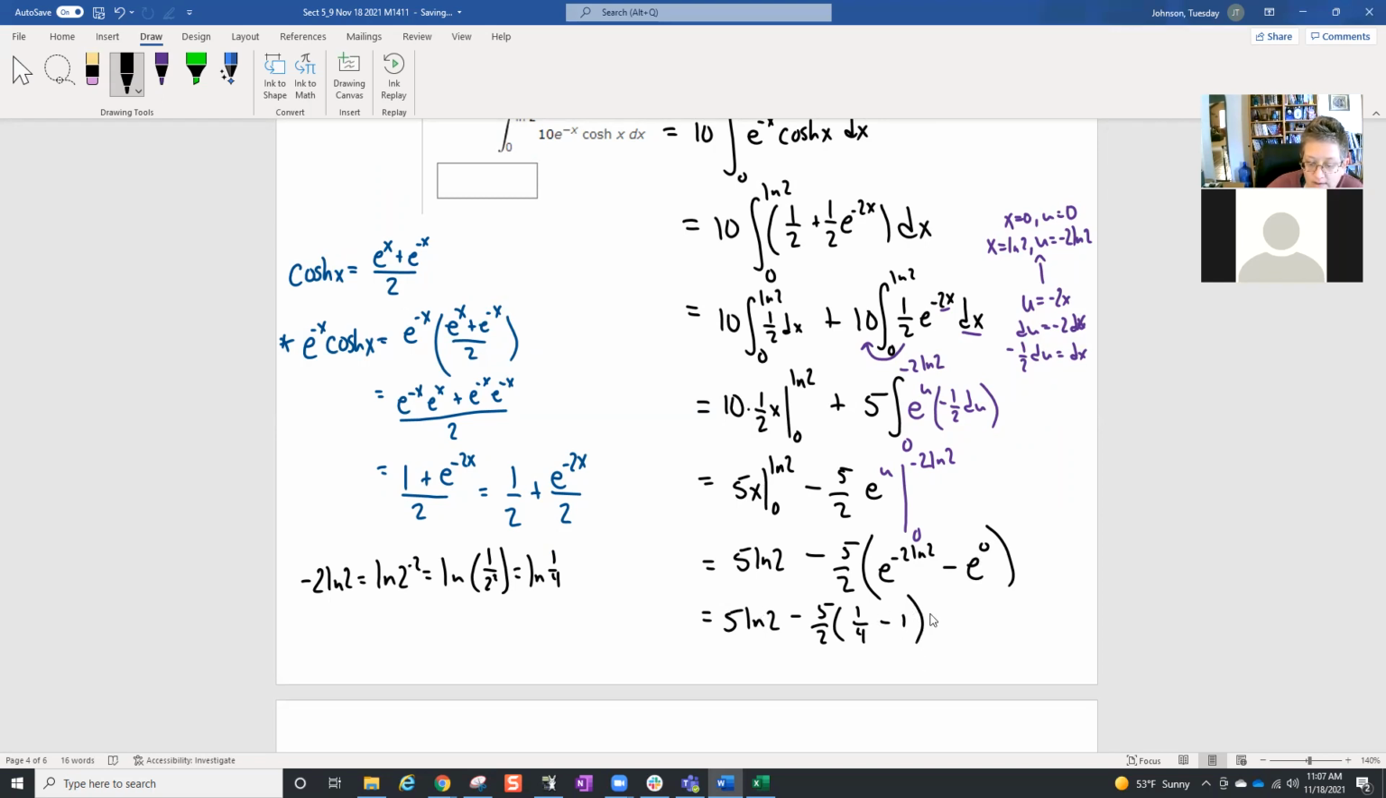1/4 minus 1, this is a 5 natural log of 2 minus 5/2 times a -3/4. That -5/2 times a -3/4 will be a positive 15/8. I'm going to put that right up here. 5 natural log of 2 plus 15/8.